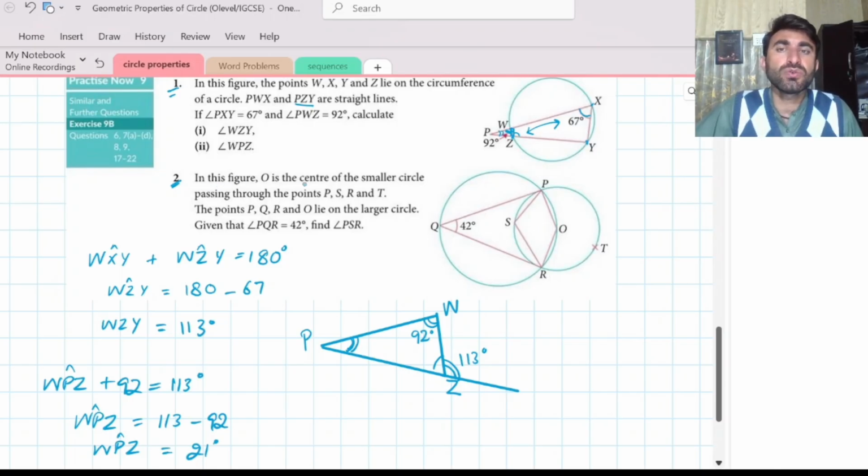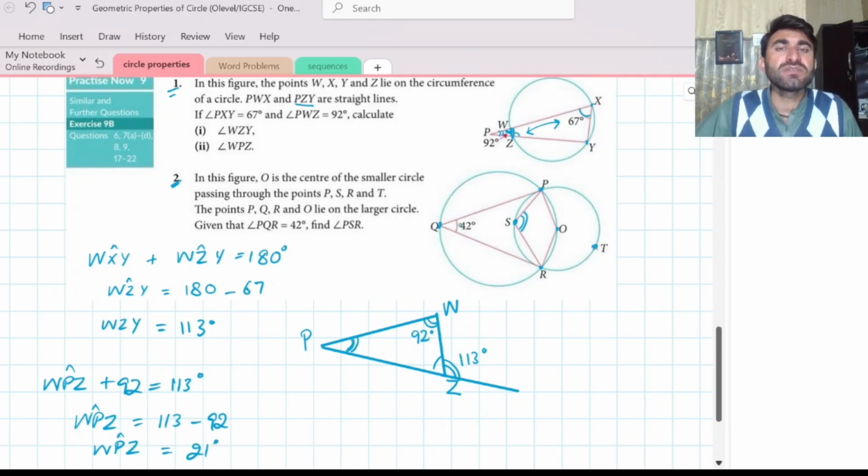It states, in the figure O is the center of the smaller circle, as we can see over here, and here is the smaller circle passing through the points P, S, R and T. These 4 points P, S, R and T lie on the circumference of the smaller circle. The points P, Q, R and O lie on the larger circle. We can see P, Q, R and O on the circumference of the larger circle. Given that PQR is 42 degrees, find PSR. So angle PSR, if we can see, lies over here.